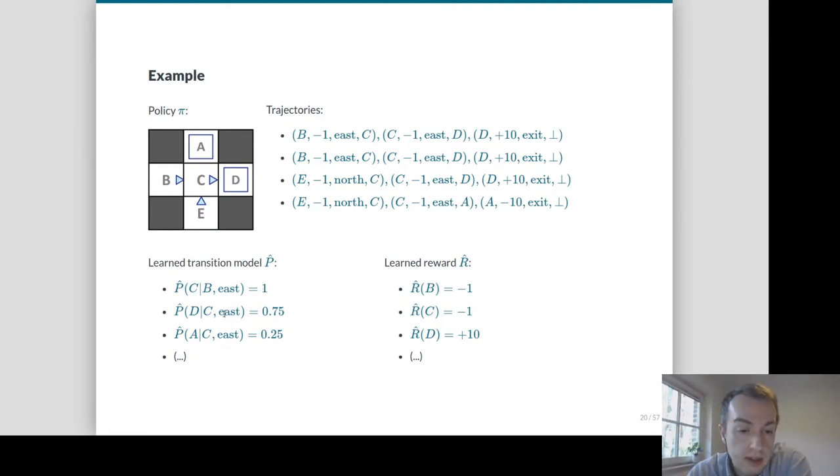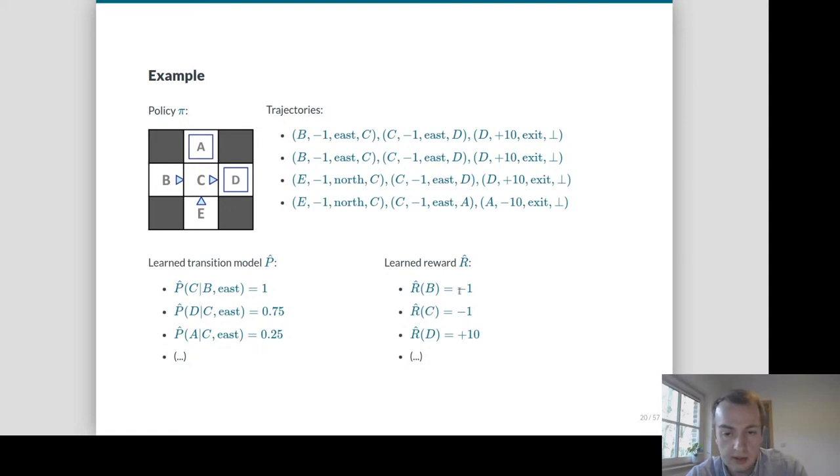However, if you are in state C and then take the action east, we've seen these 4 different transitions there. For 3 of them, if you take the action east from C, you end up in state D. But for one of them, what you observe is that we went not to D, but to A. And so the estimate that we can obtain is that the conditional probability of reaching D when you start in C and then take the action east is 0.75. And on the other hand, the conditional probability of A given C and east is 0.25, right? And you could do similarly for all other triples S, A, and S prime.